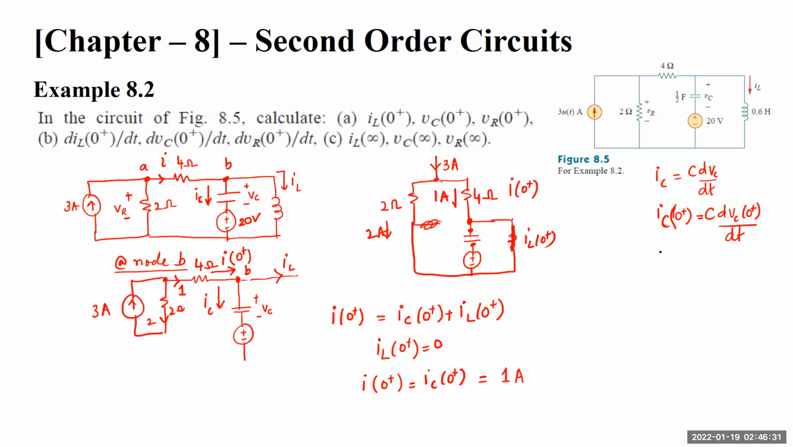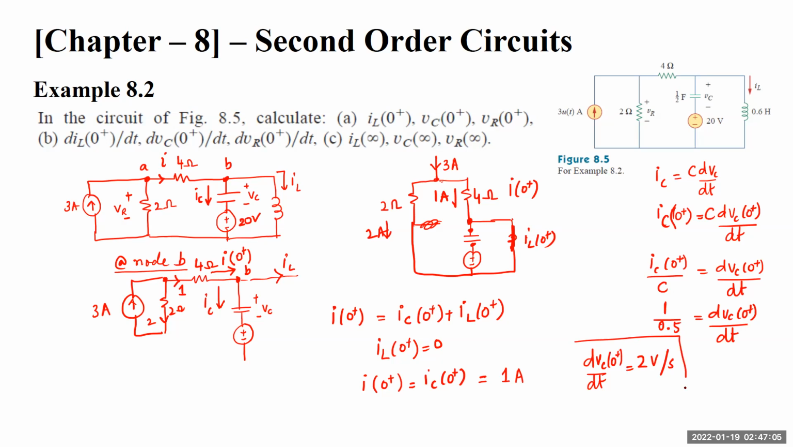So I can just simply put in the value: IC 0 positive divided by C will be equal to dVC 0 positive divided by dt. This is 1 ampere divided by the capacitor, which is 0.5 farad. This is dVC 0 positive by dt. So this value comes out to be 2 volts per second. This is my dVC by dt at 0 positive. This is how I calculate. So I have calculated this.